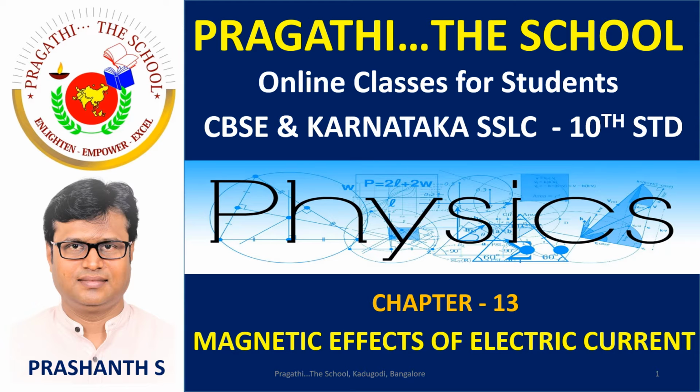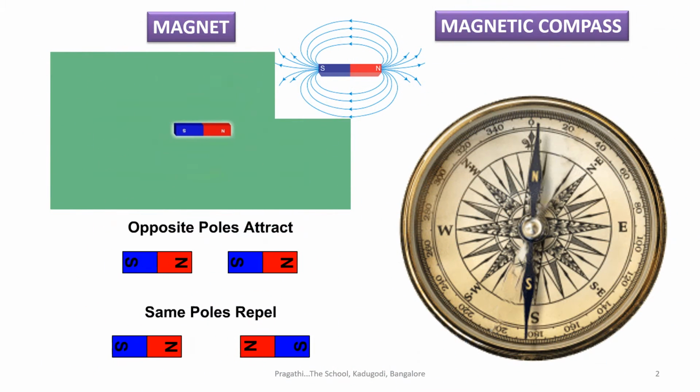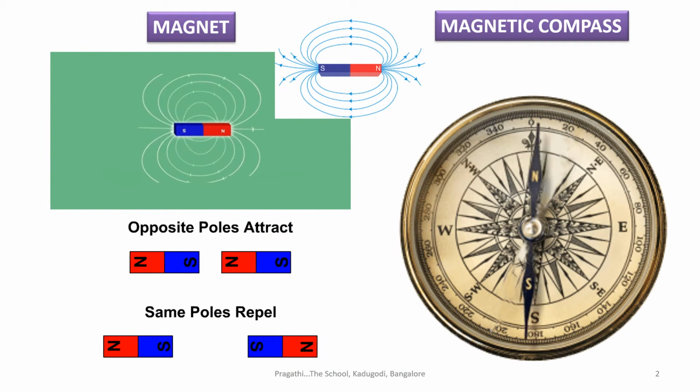This is an online class designed for the students who are in 10th standard with CBSE or Karnataka SSLC stream. We are going to see physics chapter 13, magnetic effects of electric current. Before getting into the chapter, we need to understand what is a magnet and what is a magnetic compass.